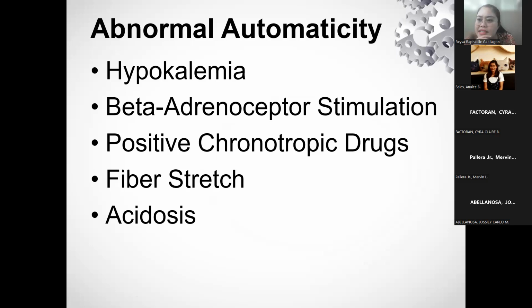What do you mean by abnormal automaticity? Remember, our pacemaker, the SA node, creates an impulse. Okay? Now, our other cells, not just the SA node, other cells in the heart plus are actually capable of producing an impulse. But the impulse that they create is actually very, how do you call that? Very slow, and at the same time very weak, that it does not really cause any effect on the heart.